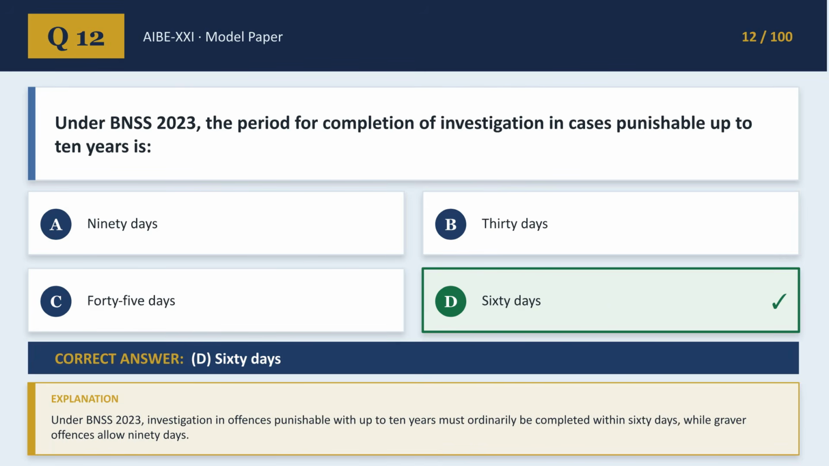Question 12 asks for the period to complete an investigation under BNSS 2023 for cases punishable up to 10 years. The correct answer is D, 60 days, while graver offenses allow 90 days.